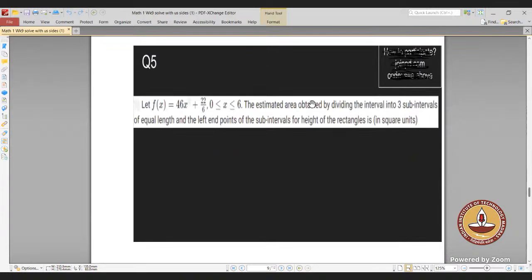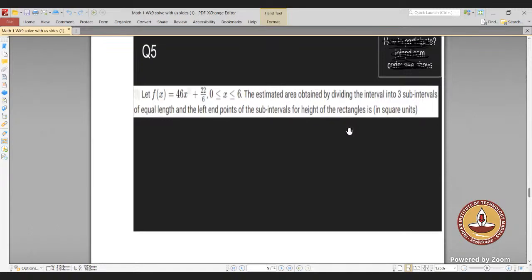Let f of x is equal to 46x plus 22 by 6, and x belongs to 0 to 6. So the estimated area obtained by dividing the interval into 3 subintervals of equal length. Okay, it is divided into 3 of equal lengths. And the left end points of the subinterval for heights of the rectangle is. So they are asking us to find the Riemann sum.